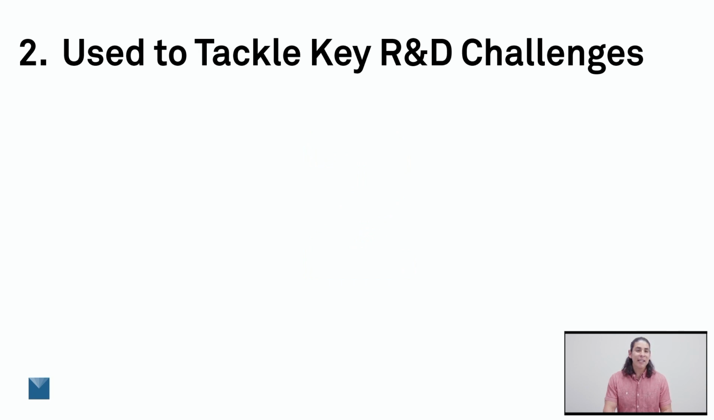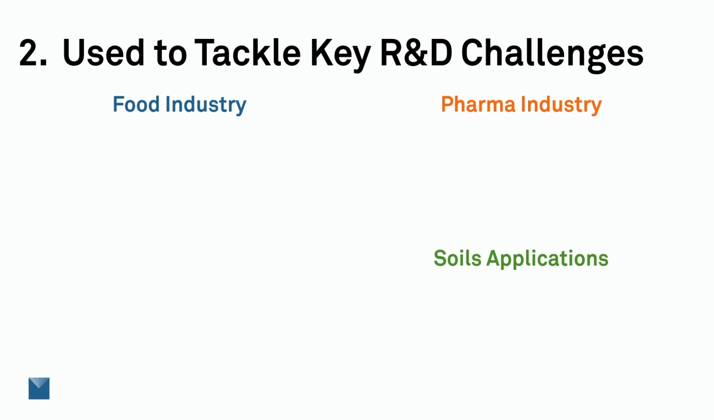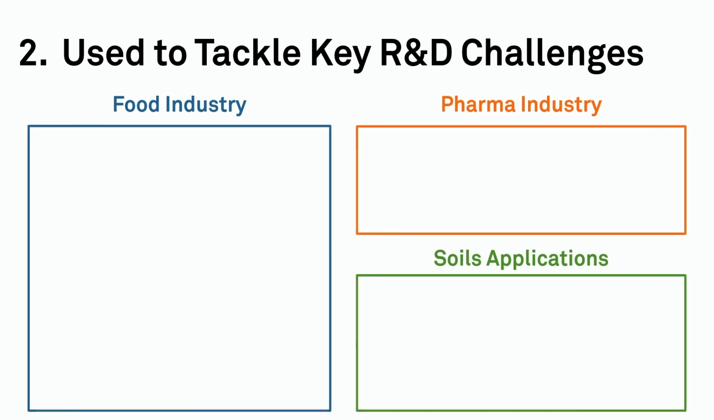The second fact about the AQUALAB VSA is that it's used to tackle a wide range of R&D challenges, primarily in the food industry, the pharmaceutical industry, as well as soil applications. Now, each of these industries is going to have its own unique set of challenges. In the food industry, it's primarily used to maximize moisture content for profit and set production specs to make sure you can get as much water in that product as possible while maintaining your safety and your quality.